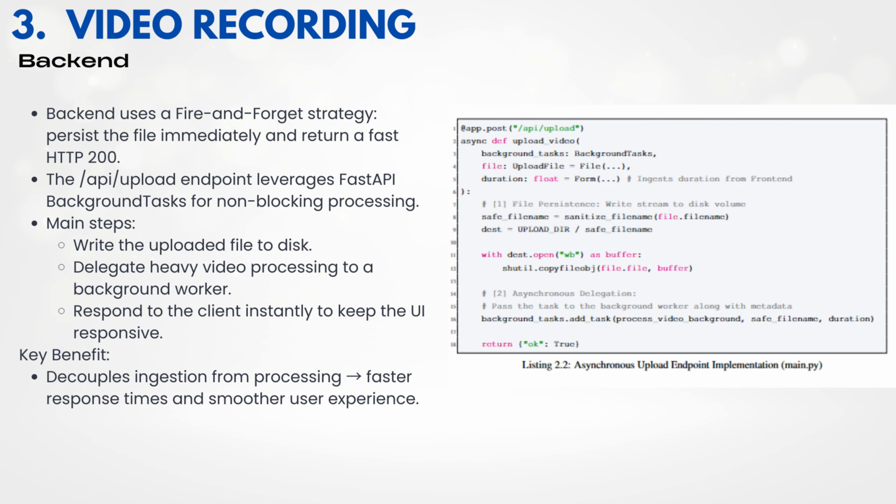We use an asynchronous stream ingestion strategy. Instead of loading the entire video into the RAM, which causes memory overflow, we stream the bytes directly into the Railway persistent volume using shutil.copyfileobj.